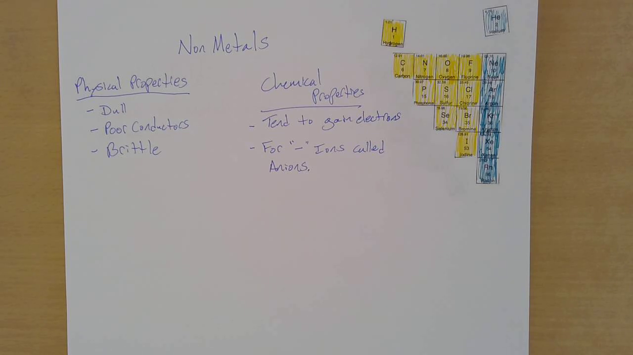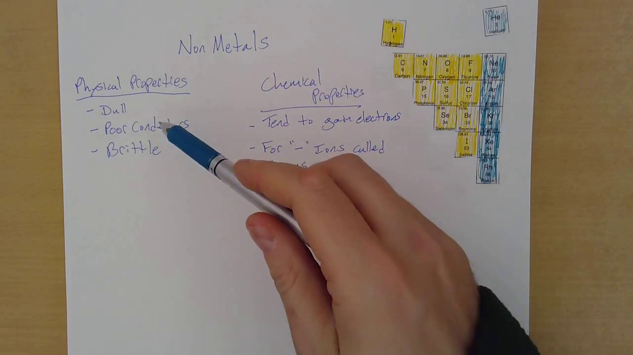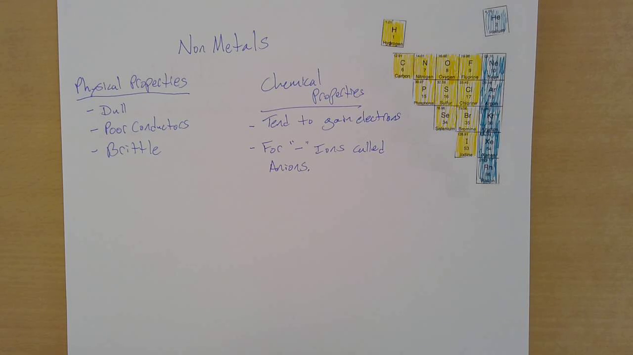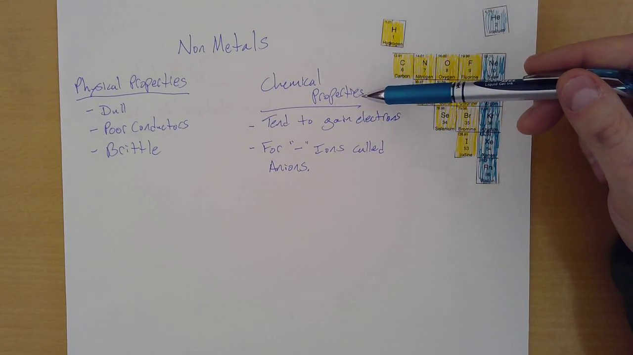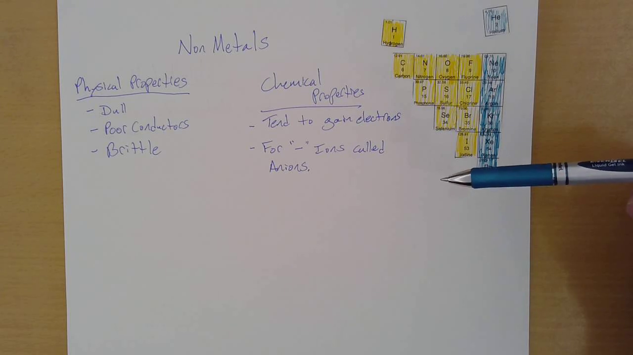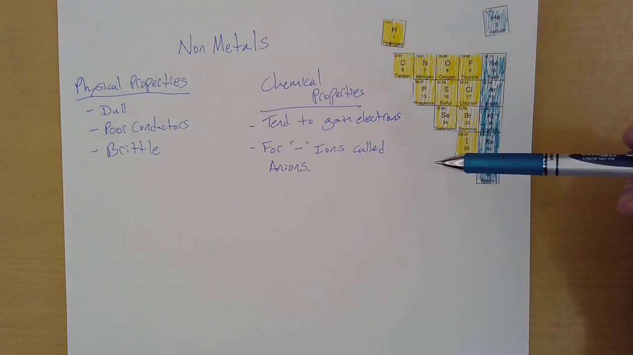Our nonmetals, well, those are dull and brittle. Remember the sulfur when we saw that last unit in Unit 4, the sulfur was this yellowy powder almost. They're all poor conductors, waxes, things like that. They're bad conductors. They don't do that well. And then they're brittle. They break apart nice and easily. And then the chemical properties, which is our new property, they tend to gain electrons. They become the negative ion, and we call that an anion.